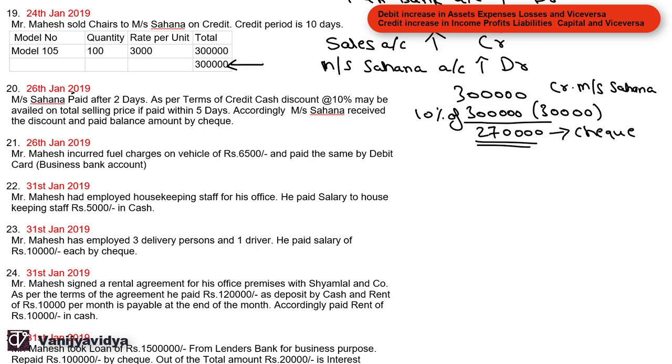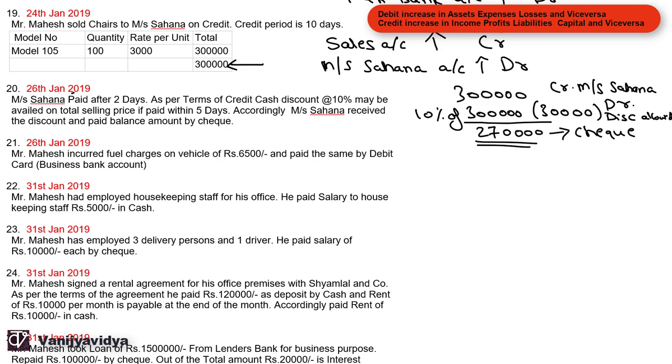30,000. 30,000 is a discount. Now this is a discount expense which we have allowed to Messrs. Sahana. So this is discount allowed. Now discount allowed is an expense. There is an increase in the balance of discount allowed. So we have to debit discount allowed.